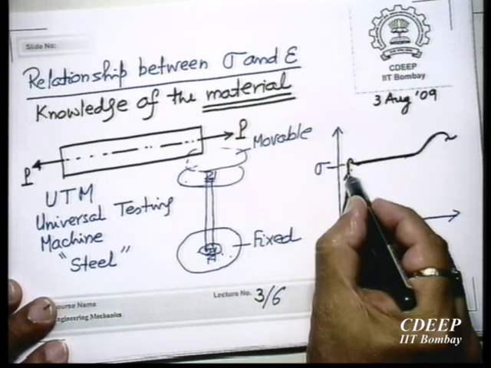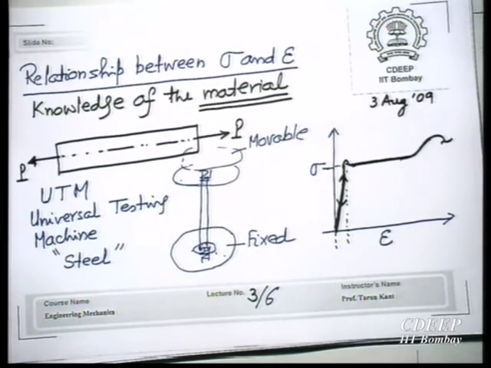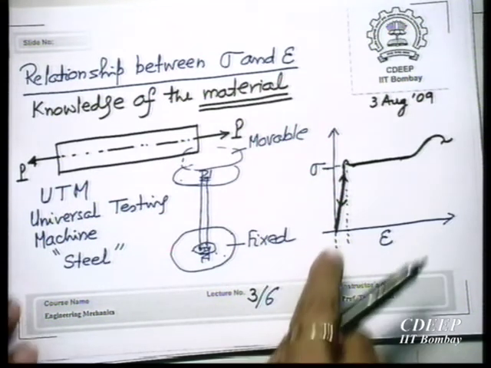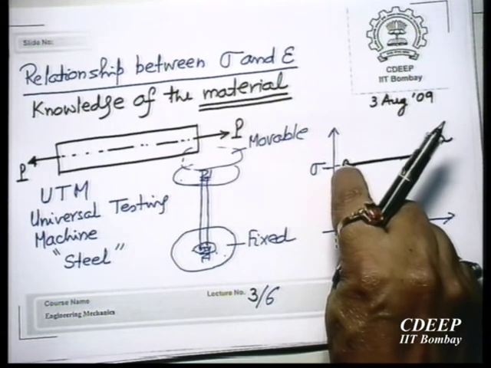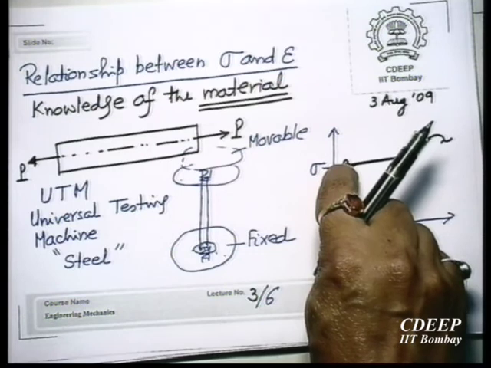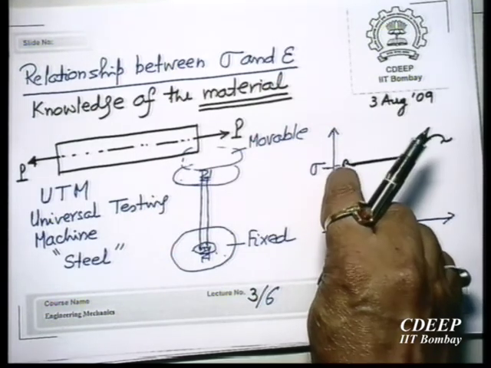So, this portion is linear, and it will come to 0. Full deformation can be recovered. The rod elongates, but if you remove the load, it will come back to 0, the original length will be restored, provided the load has not exceeded this point. Load means load divided by area, stress, has not exceeded this point.